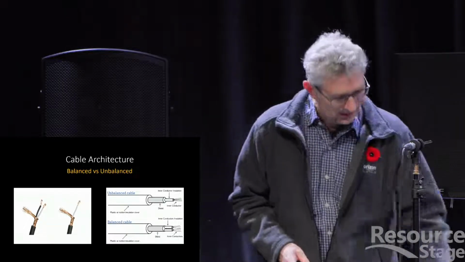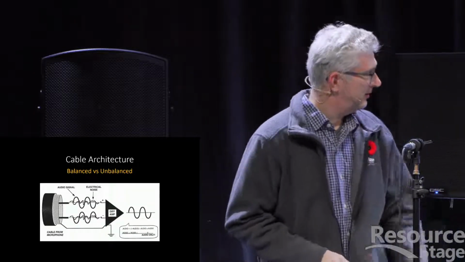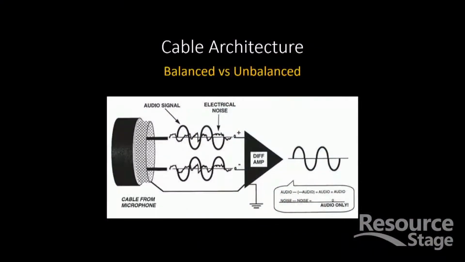With a balanced cable, the balanced cable has the two conductors wrapped by the shield. Both inner conductors are passing the same signal, but they're inverted to each other. So you notice that the top wire there has the audio signal going in a sine wave in positive direction, and then the bottom one has it in the negative direction, so that they're completely opposite to each other.